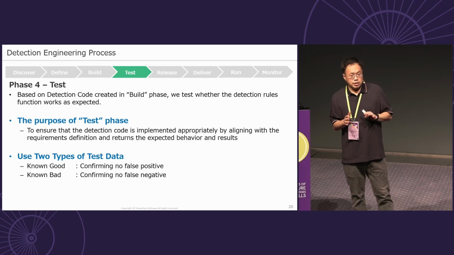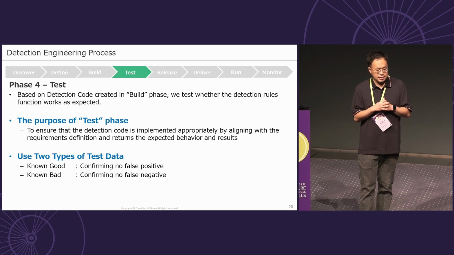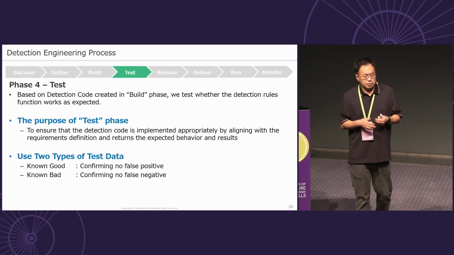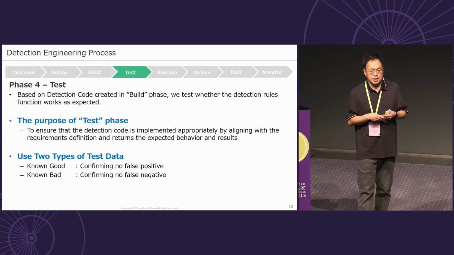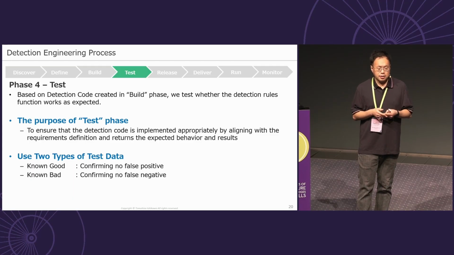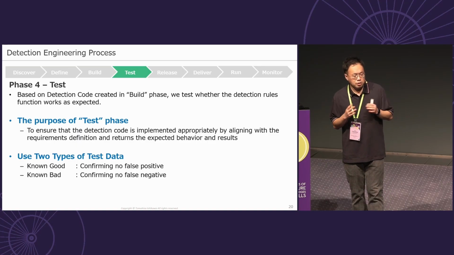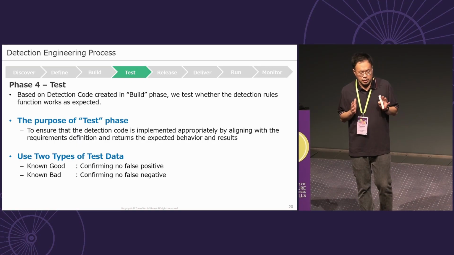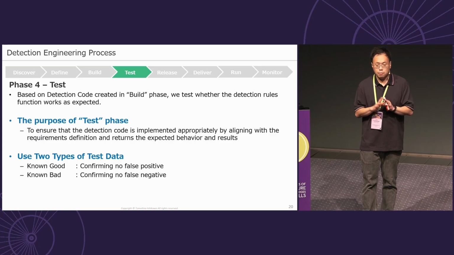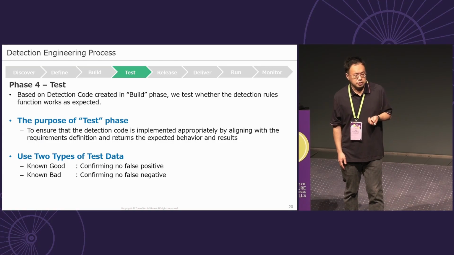Next, we do the testing phase. In the testing phase, we test whether or not the detection rule works as expected. Basically, we prepare two datasets, known good and known bad. The purpose of both is confirming there is no false positive and no false negative. We try to validate this portion.